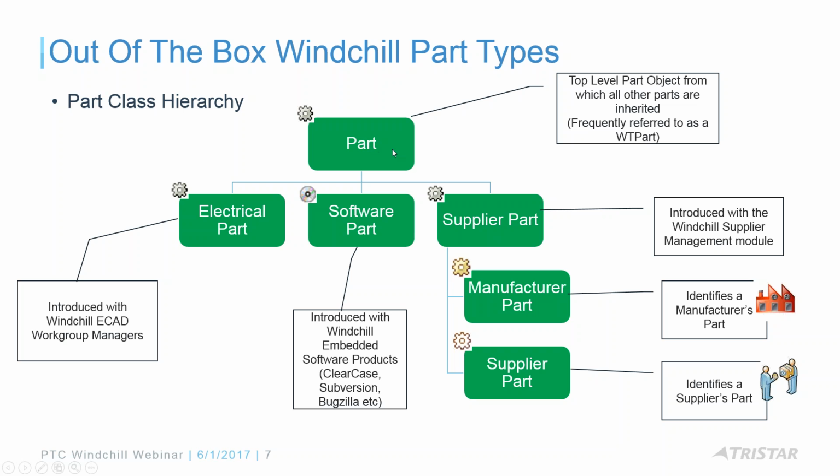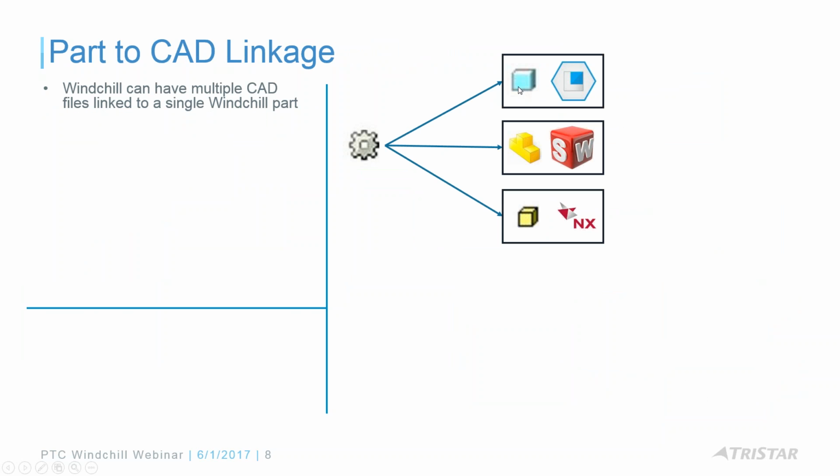So the hierarchy typically in Windchill is a Windchill part. There are classifications of parts. There are various modules in Windchill that introduce other parts. One example is an electrical part from the ECAD Workgroup Managers, or a software part. Now you don't need to have these modules specifically, but they are typically used in that regard, as well as supplier parts.